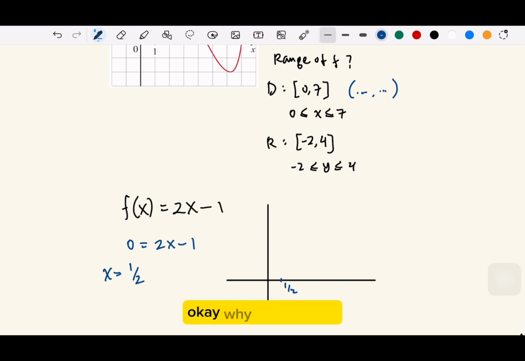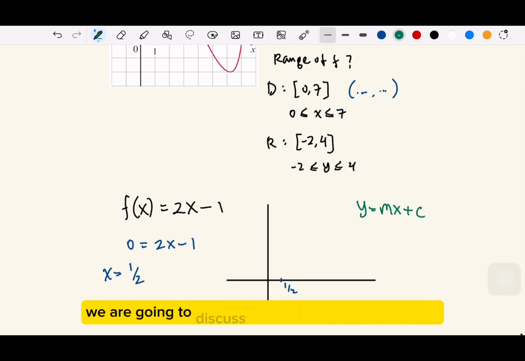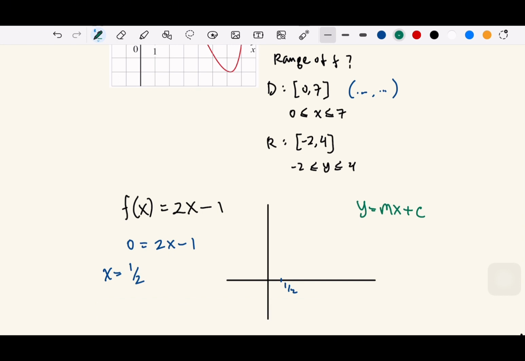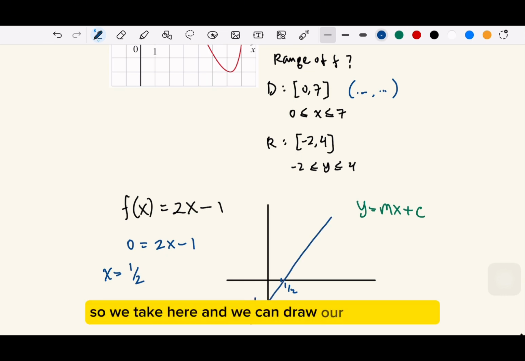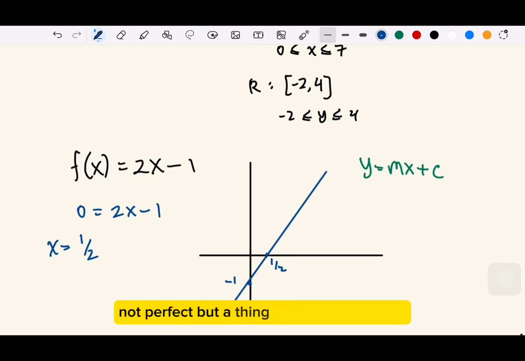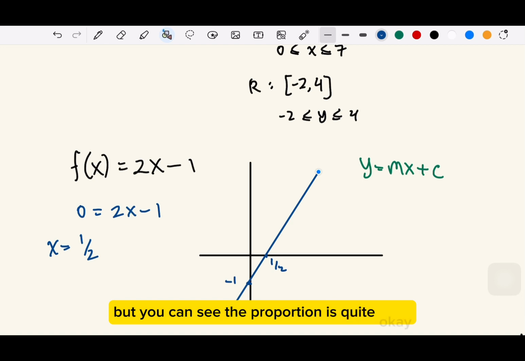Why? Why not this? Okay, good. It's a positive gradient, right? Let me just write something out of here. For those of you who are taking the basic math, we are going to discuss more about that in that lecture, but this is just a review. So gradient positive, so it's going to be like that. So take another one, take x equal to 0, f of x is negative 1, so we take negative 1, maybe here. So we take here, and we can draw our line. Not perfect, but approximately okay, because it's not perfectly accurate, but you can see the proportion is quite okay. So you can say that this is our y equal to x minus 1, or f of x equal to x minus 1.